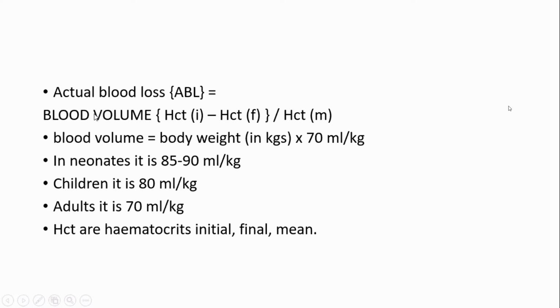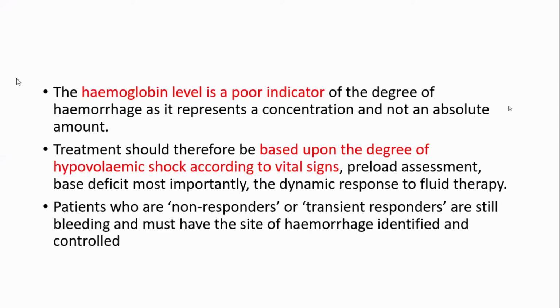So what is the actual blood loss? The initial blood volume times the difference of initial and final hematocrit should be divided by the mean hematocrit, and blood volume, as we know, is body weight into 70 ml. But in children there is more blood, and in neonates 85 to 90 ml per kg of blood. If you calculate from weight, we can calculate the approximate blood volume in an adult, child, or neonate, and obviously a neonate will have a high proportion of blood.